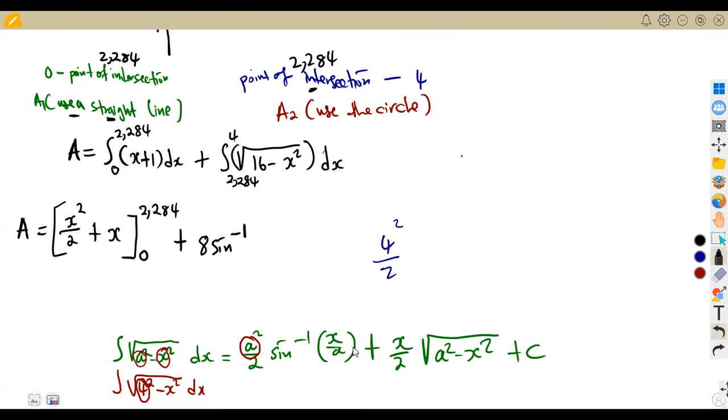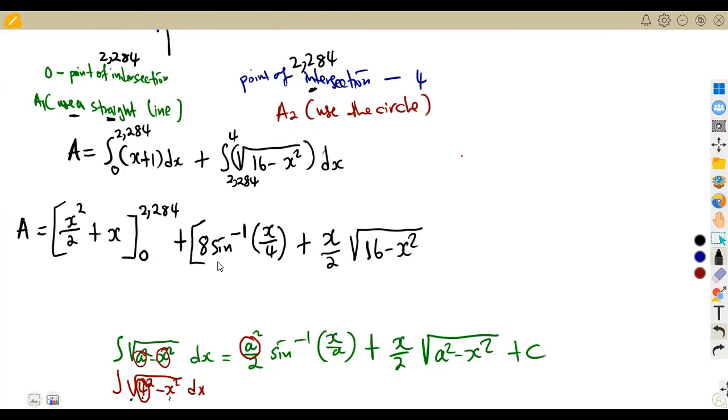Then we have got arcsine of x over a. So our x as it is, then our a, so it's x over 4 in this case. So it's going to be arcsine of x over 4, plus x over 2. As you can see, we're just taking our x as it is, so it's going to be x over 2. There's nothing that you're going to do there. Then we have got the square root of a squared minus x squared, which is the original expression that we had, meaning we are back to 4 squared minus x squared. But 4 squared is 16, so we are back to 16 minus x squared, like that. All right, plus the constant of integration.